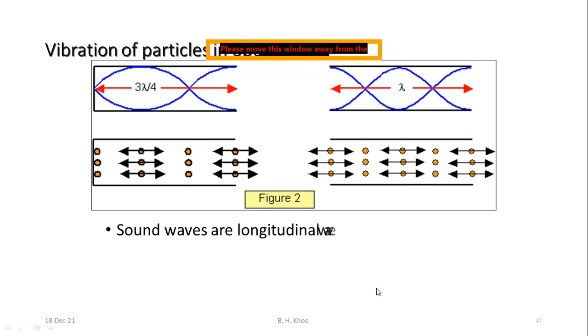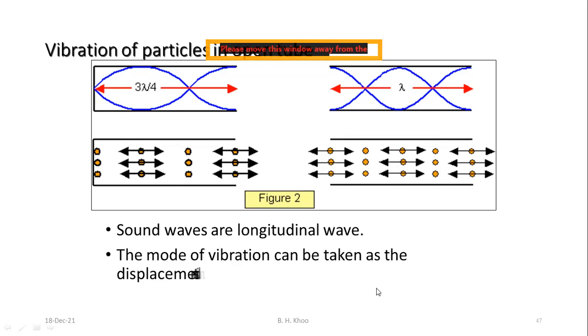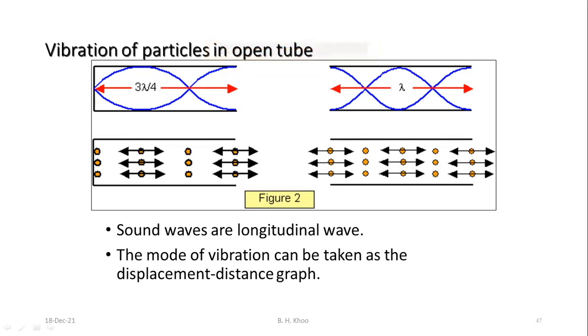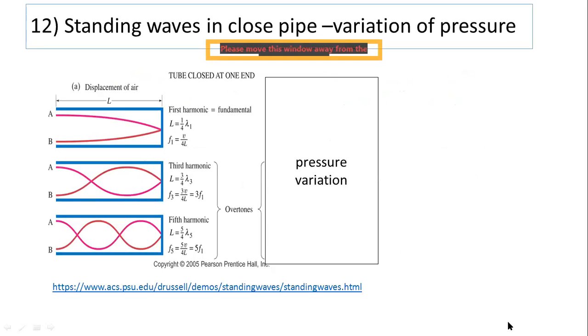Right? Sound wave, remember, is longitudinal wave. Mode of vibration can be taken as the displacement distance graph. So you can either look at one side, or look at the other side. Right? We combine the two sides, then it's vibrating. That's why you show your two arrows there. Right? Pressure variation. This is your displacement distance graph. You want to look at pressure variation. That's the pressure variation.